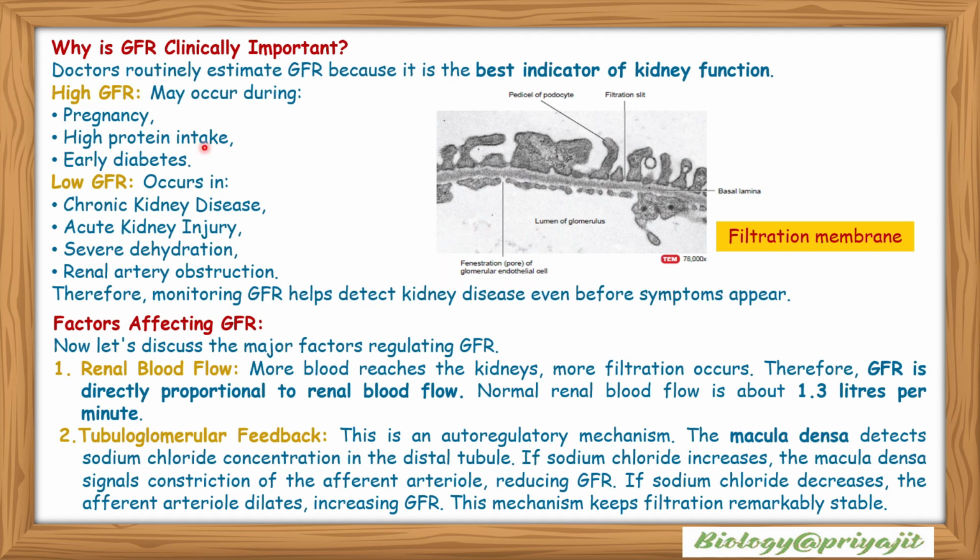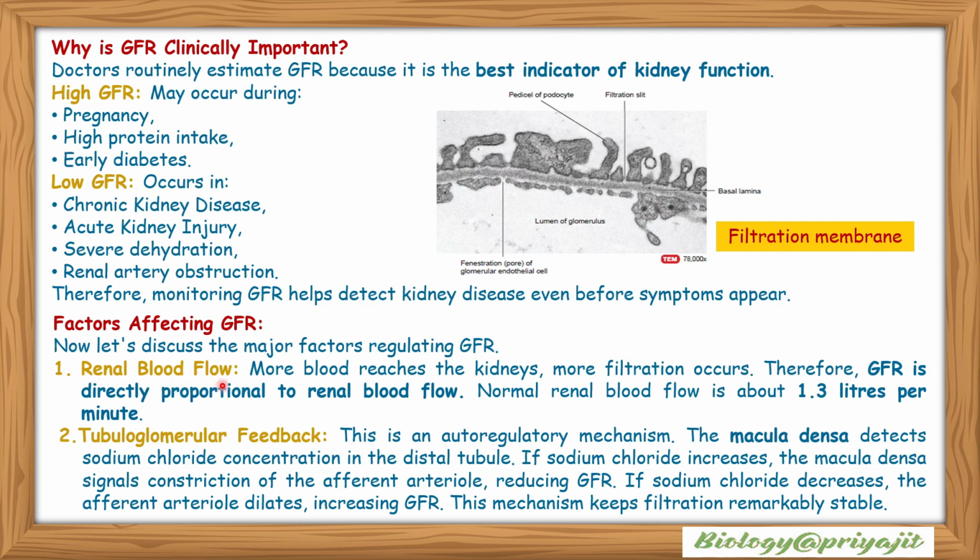High GFR may occur during pregnancy, high protein intake, or early diabetes. Low GFR occurs in chronic kidney disease, acute kidney injury, severe dehydration, and renal artery obstruction. Therefore, monitoring GFR helps detect kidney disease even before symptoms appear. So we have to know the factors affecting GFR. Now let's discuss the major factors regulating GFR.